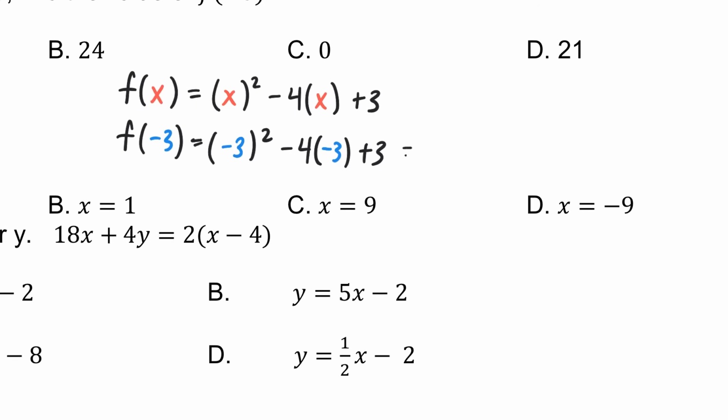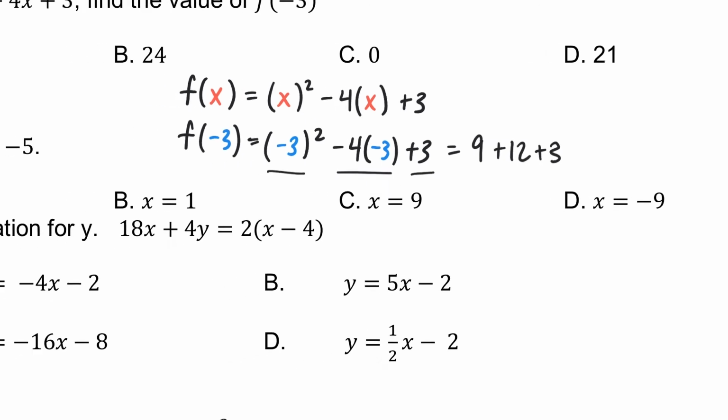Okay, so what is this? -3 squared would be +9. -4 times -3 would be +12. And then +3 would just be +3. So what is that? 24?